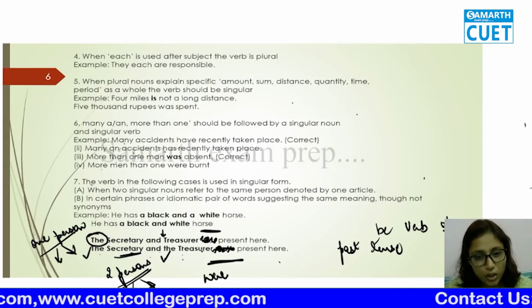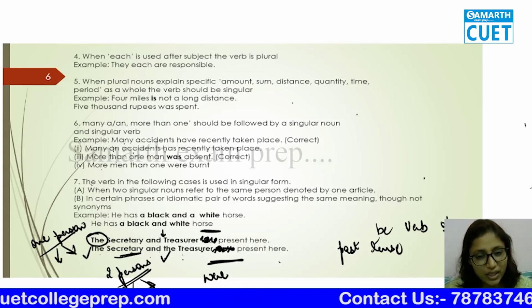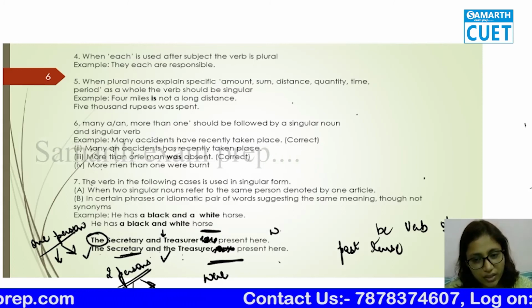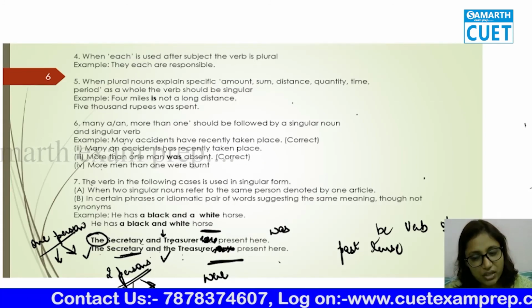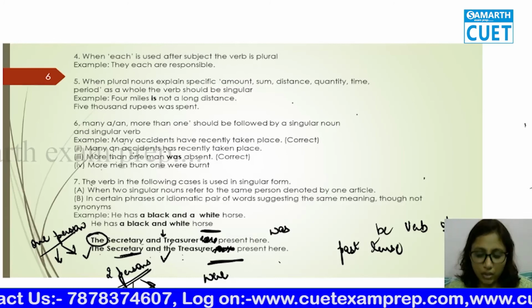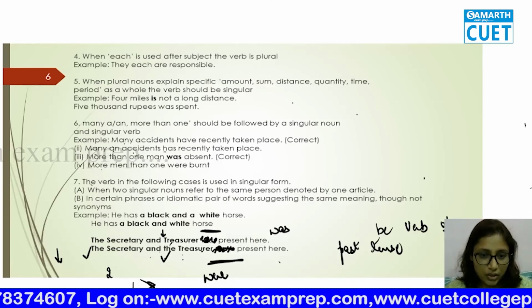That means we are talking about one person who is holding both the posts. So when one person is holding both the posts, we are going to use singular, of course, because we are talking about one person. So the secretary and treasurer was present here. Got it? So this was it.